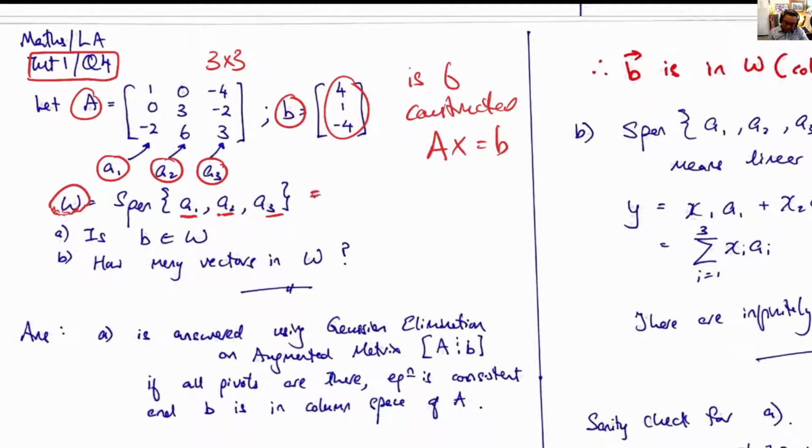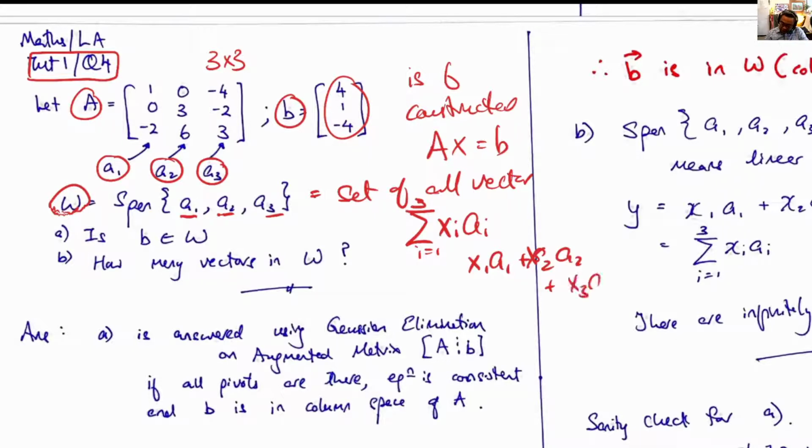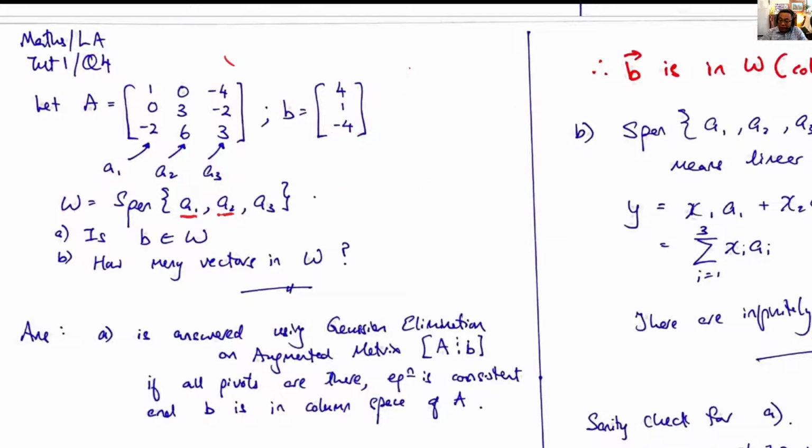What it means is that it is a set of all vectors that we can construct such that it is the summation of, let's use xi ai instead, i equals 1 to 3. So basically we have x1 times a1 plus x2 times a2 plus x3 times a3. Basically we're saying that let us find a set of vectors created by these linear combinations of these 3 columns, where x are some scalar. And let's call this W, the span of the 3 column vectors.